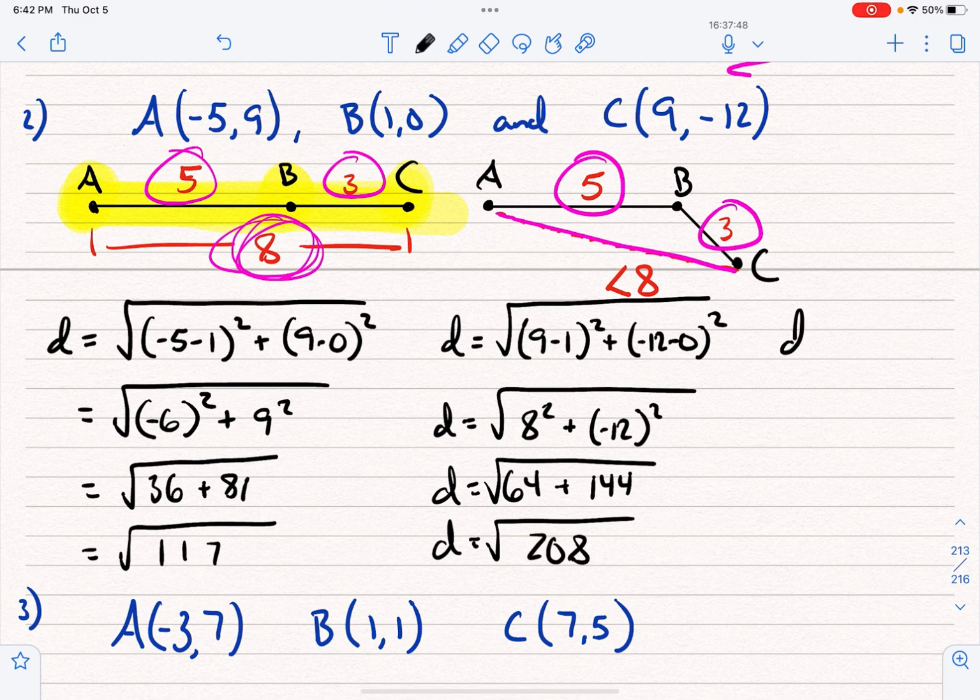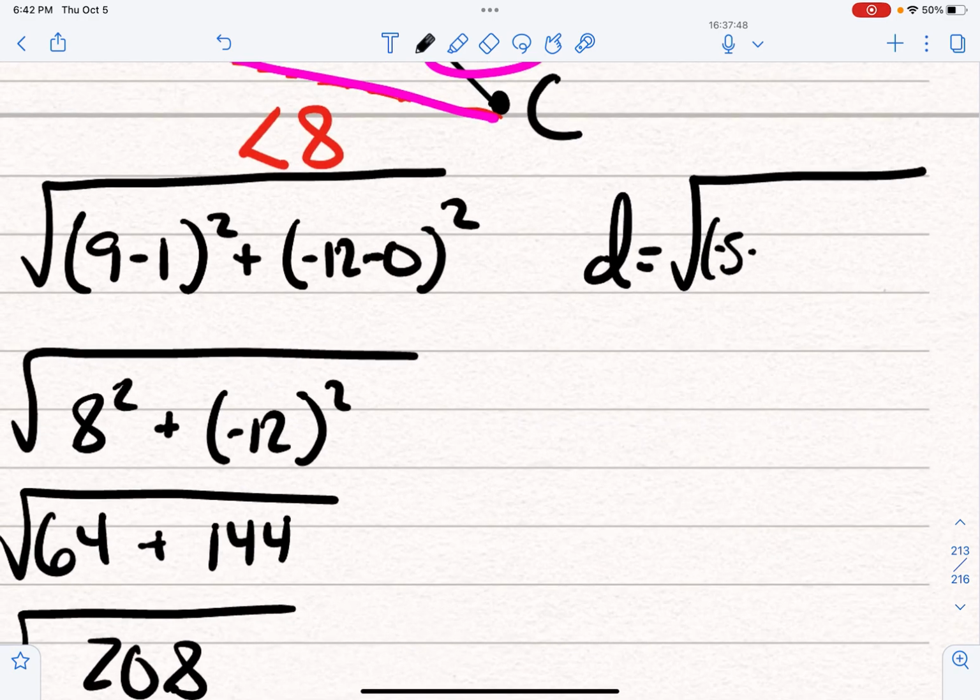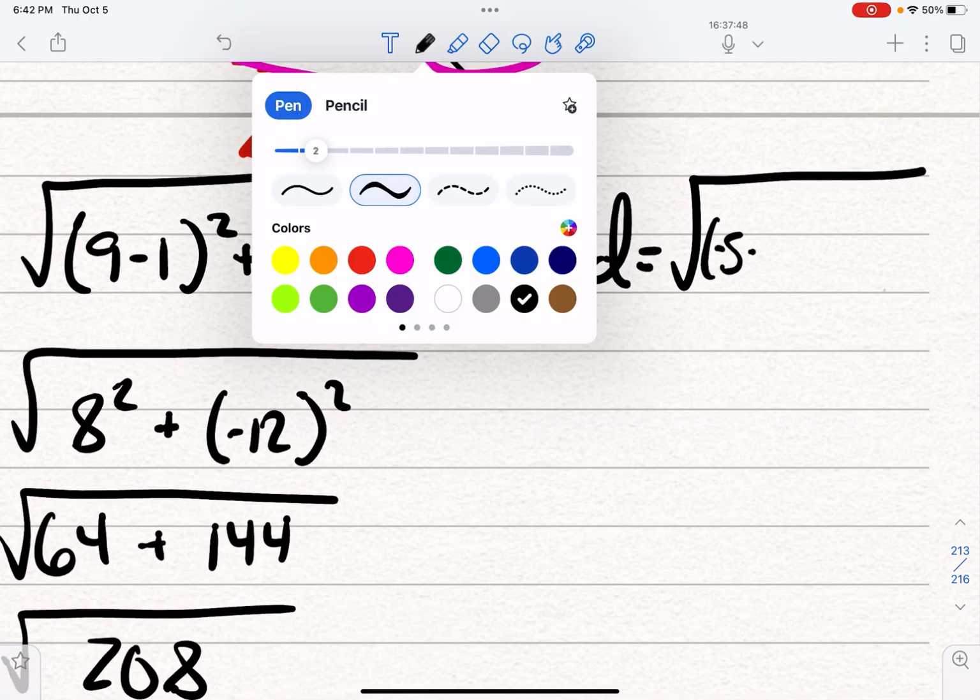And then lastly, the distance between A and C. And I'm running out of room here. Let's see. We're going to make it work. Okay. So distance between A and C. So you got negative 5. Here's what we'll do. We'll zoom in. Make this a little bit easier. Okay.